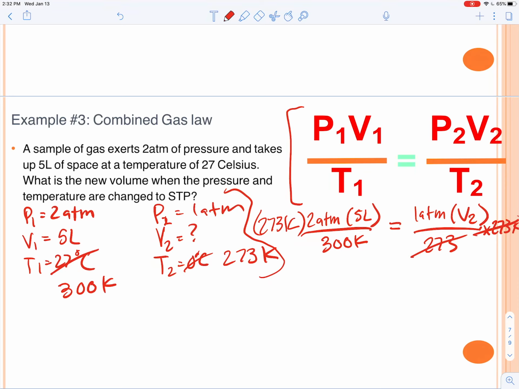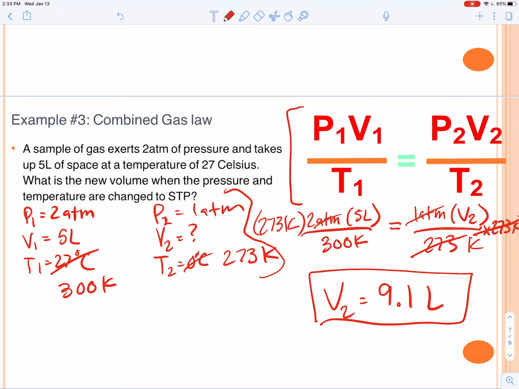That'll cancel these out, and the 1 atmosphere will just be canceled out. And then we can solve for V2, which is 273 times 2 times 5 divided by 300 Kelvin. And we get a new volume of 9.1 liters.